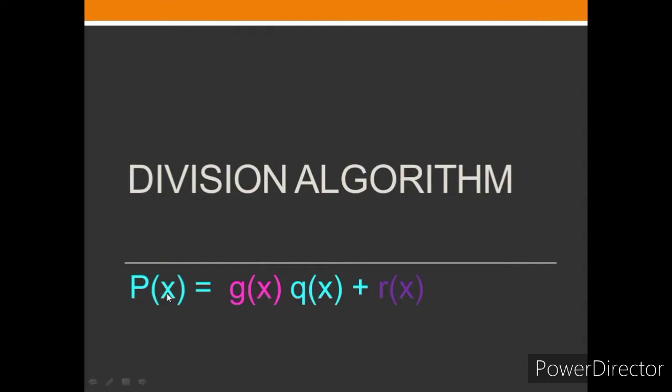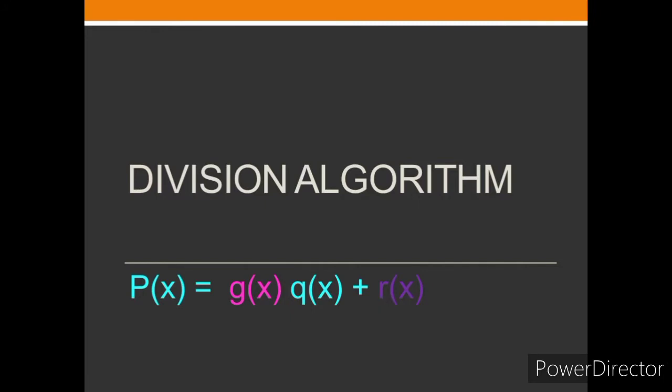Here p of x is equal to g of x into q of x plus r of x, where the degree of r of x is 0 or the degree of r of x is strictly less than the degree of g of x. So in this algorithm, p of x is called the dividend, g of x is the divisor, q of x is the quotient, and r of x is the remainder.